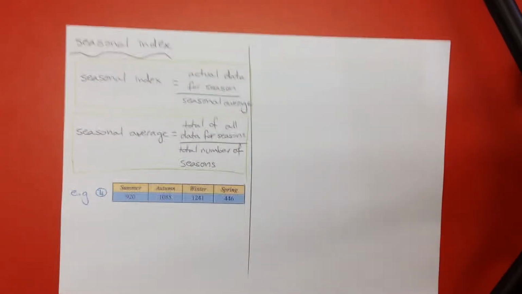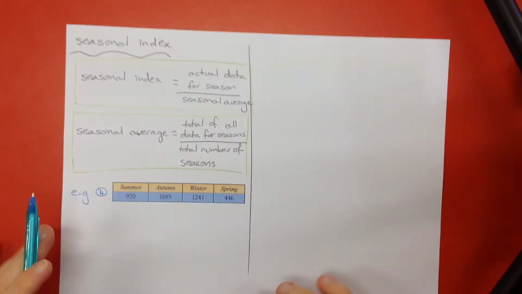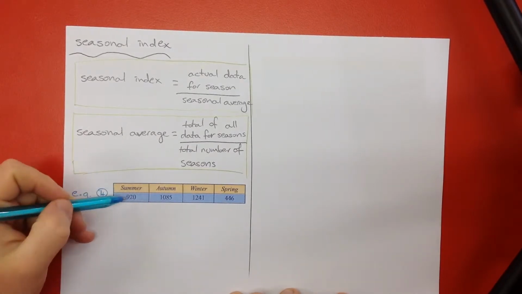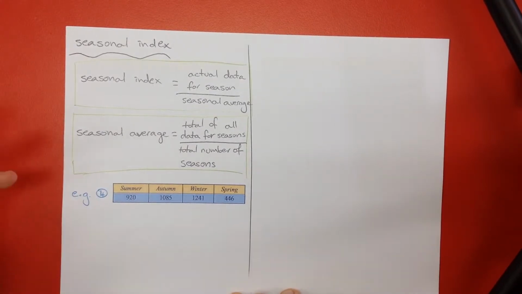Alrighty, so how do we find a seasonal index? There's sort of two processes. This is our example data we're going to look at. And these are actually the exact sales, for instance, of, I think it was coats in a business.